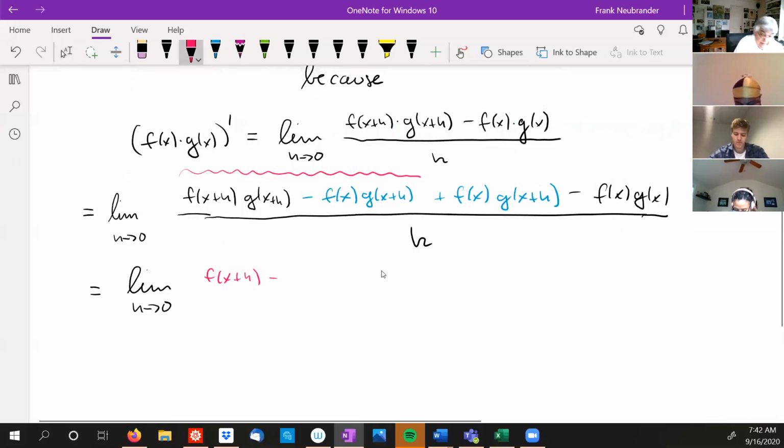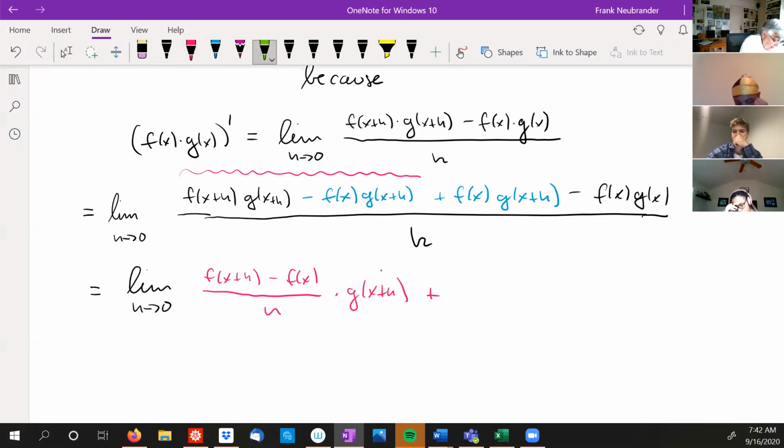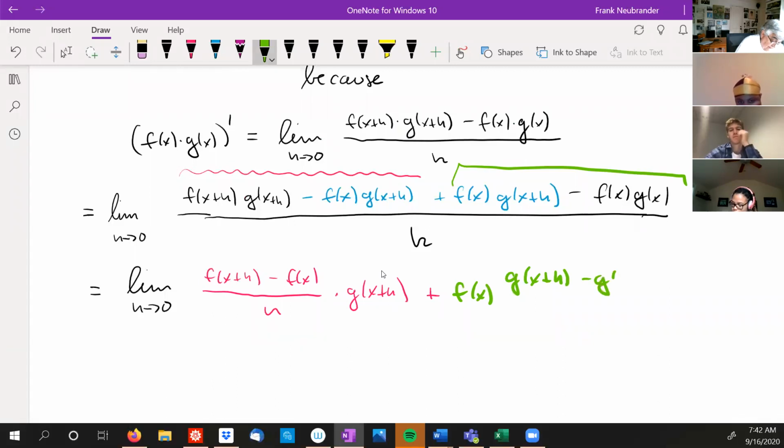So I had f of x plus h, g of x plus h. So I forgot here my h. So I have here f of x plus h minus f of x over h times g of x plus h plus, and now the second piece here is f of x times g of x plus h minus g of x over h.